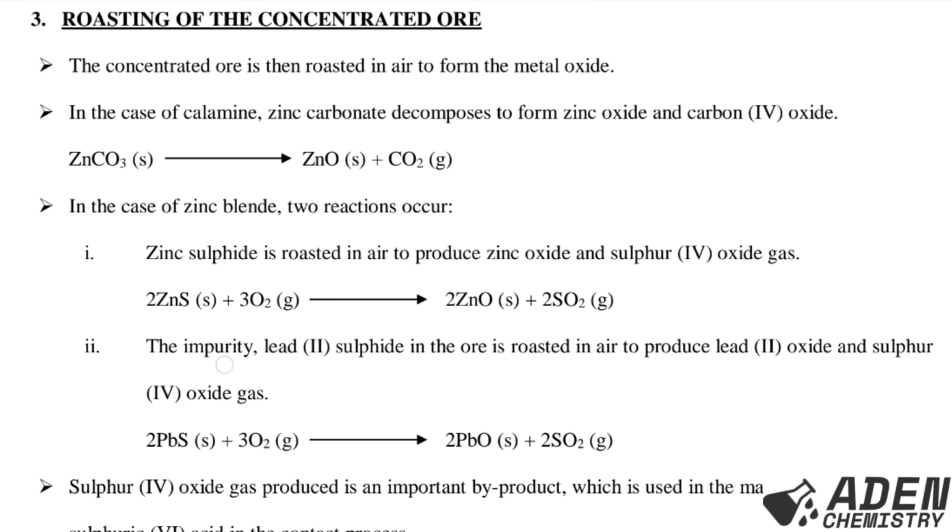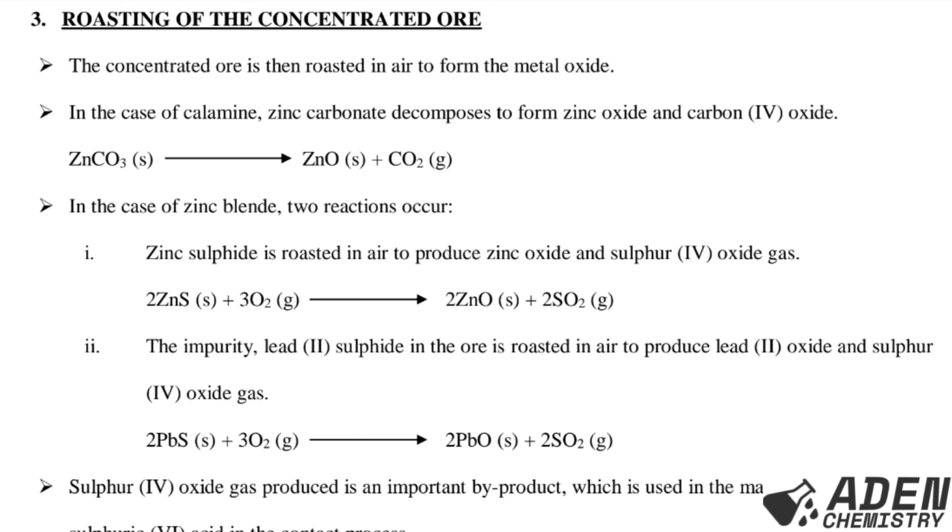The impurity, lead(II) sulfide: remember we're told zinc blende is often mixed with galena, and galena is lead(II) sulfide. So the impurity lead(II) sulfide in the ore is roasted in air to produce lead(II) oxide and sulfur dioxide gas, and the equation for that reaction will be 2 moles of lead(II) sulfide solid reacted with 3 moles of oxygen gas to give 2 moles of lead(II) oxide and 2 moles of sulfur dioxide gas.